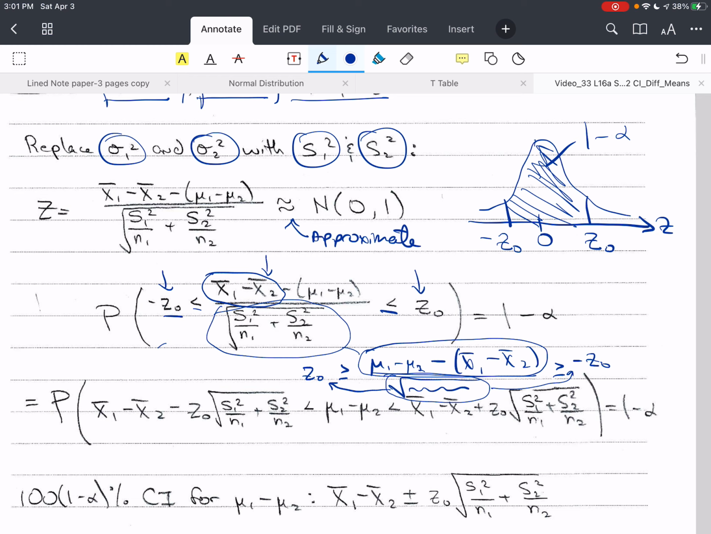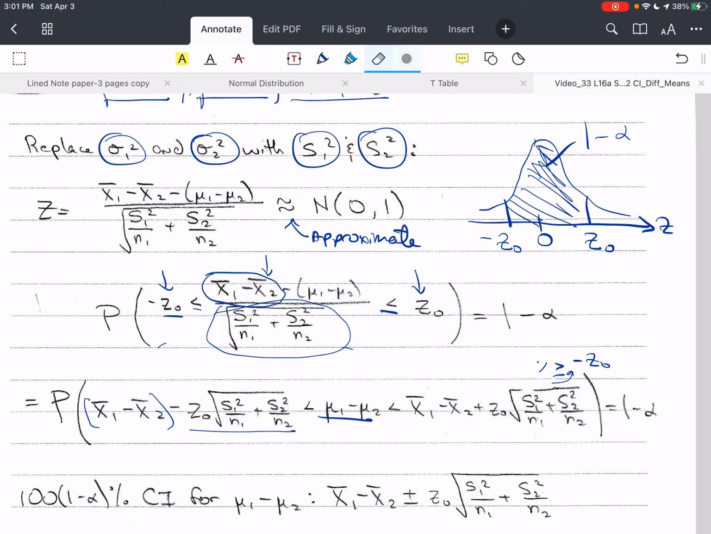And so what we need to do is add x bar 1 minus x bar 2 to all sides. So we end up with x bar 1 minus x bar 2 minus z naught times that square root, we have mu1 minus mu2 in the center, and then we have, and the equal sign is just fine, x bar 1 minus x bar 2 plus z naught times this square root. And this probability is 1 minus alpha. So that means that our confidence interval is here. This is our confidence interval.